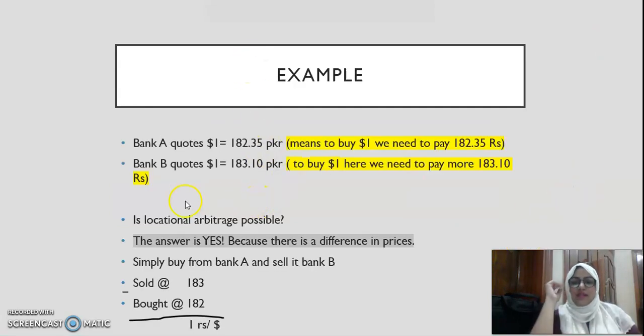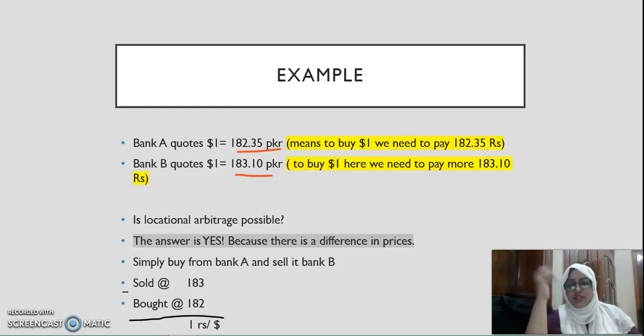Then we are coming to an example. Suppose Bank A and Bank B. Bank A quotes $1 equals 182.35. This is the rate in Pakistani rupees. And Bank B quotes $1 equals 183.10 PKR. Consider it's the rate of the same day.